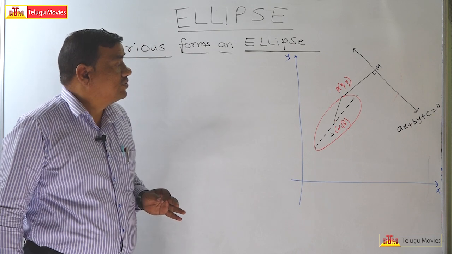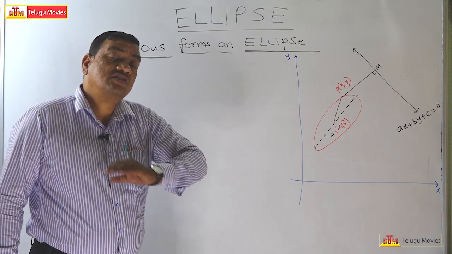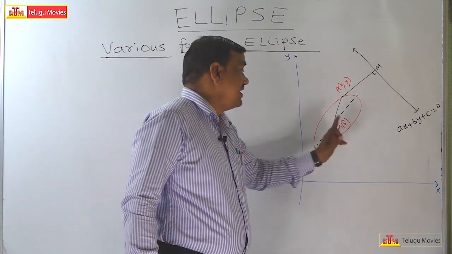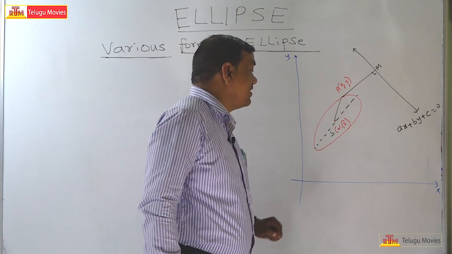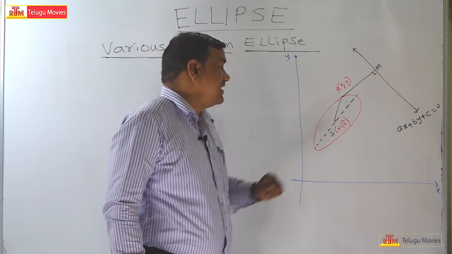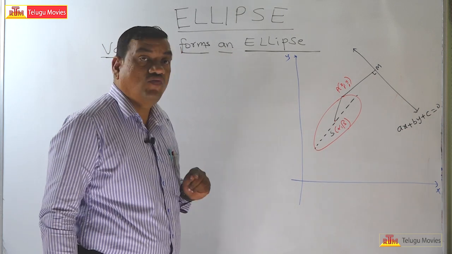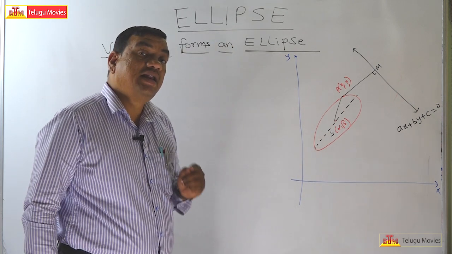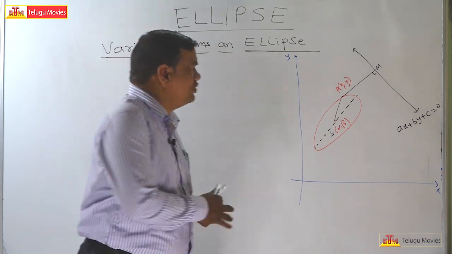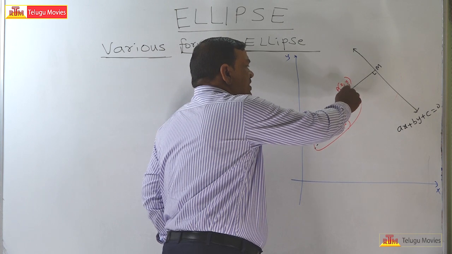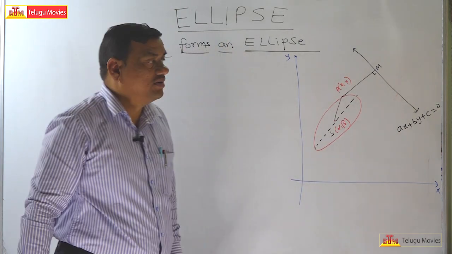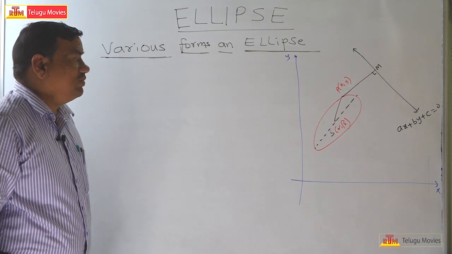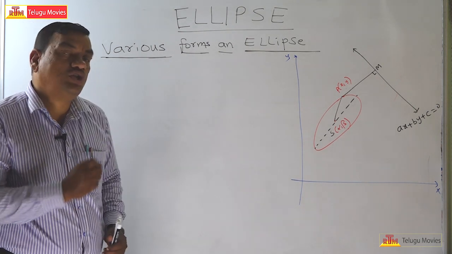So here we will go for the general definition. Let S(alpha, beta) be the foci. Let P(x1, y1) be any point on the ellipse. Otherwise you can take simply (x, y). Why? Because it is a locus point (x, y). And the equation of the directrix is ax plus by plus c is equal to 0.